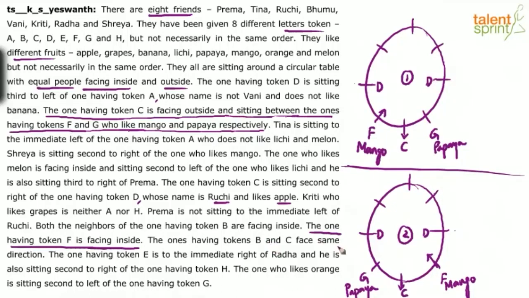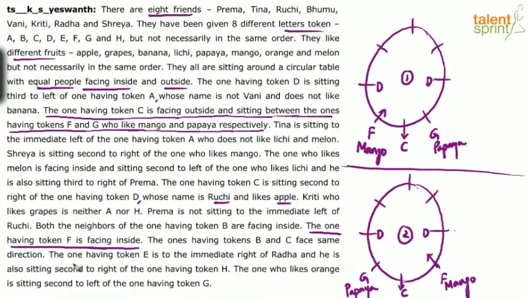Tokens B and C are facing the same direction. So wherever token B comes, we should face it according to C. So if C is facing outwards, B will also face outwards because both of them are facing the same direction. But B's position is not fixed yet. The one having token E is to the immediate right of Radha. Who is having token E? Not fixed yet. Radha also is not put yet. And he is also sitting second to the right of the one having token H. H also has not been placed yet.